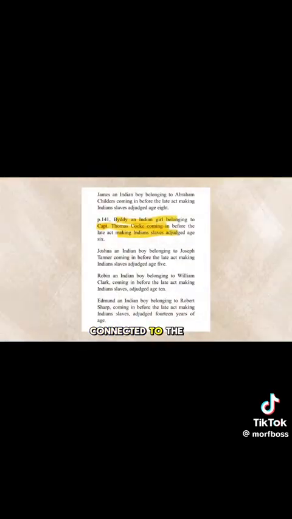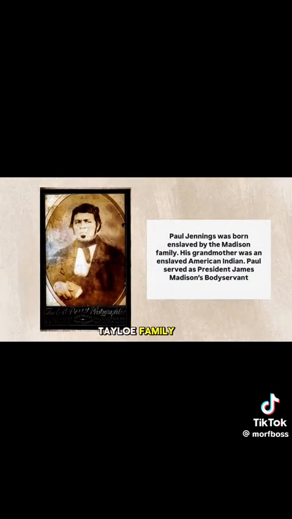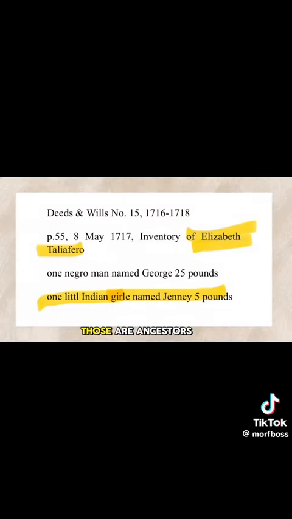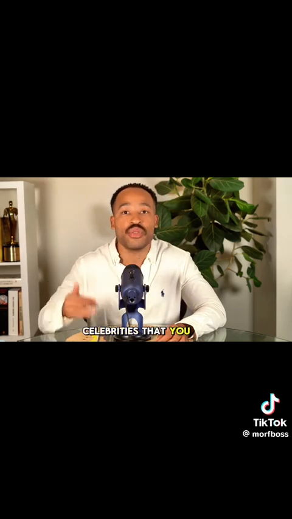You have the Cocke family, connected to the Washingtons, connected to the Madisons. We have the Taylor family. We have the Tallow family. We have the Taliaferro family. Those are the ancestors of Hilary Duff and Glenn Close. And the list just goes on and on and on. These are the ancestors of many celebrities that you see today.